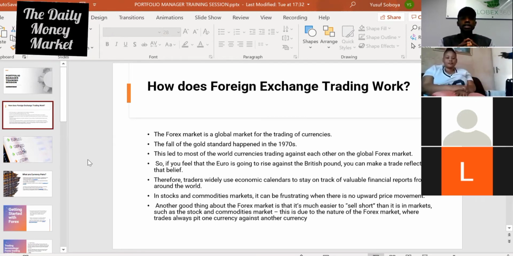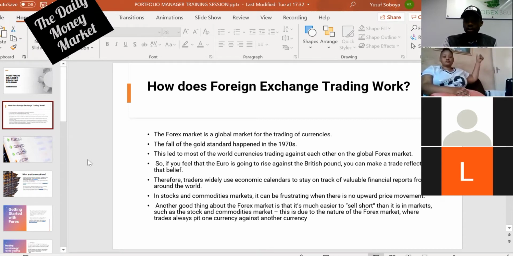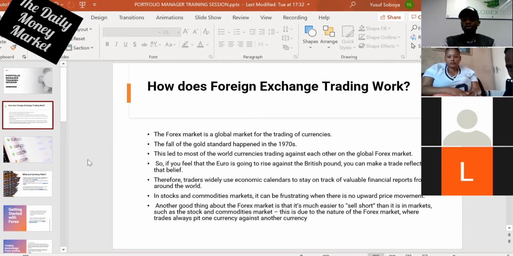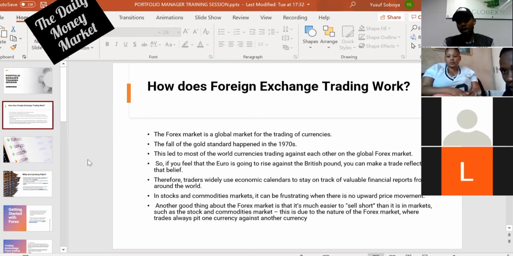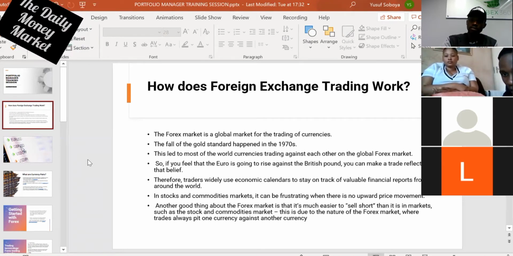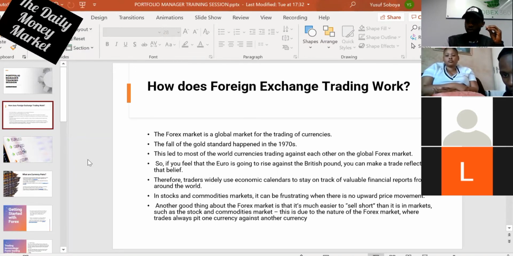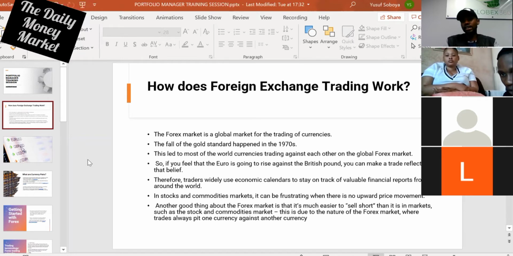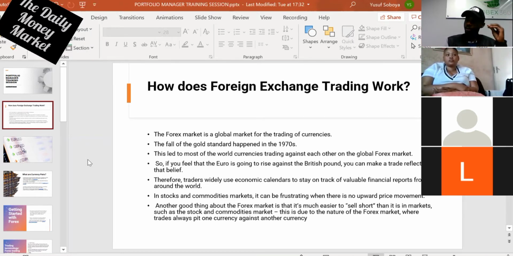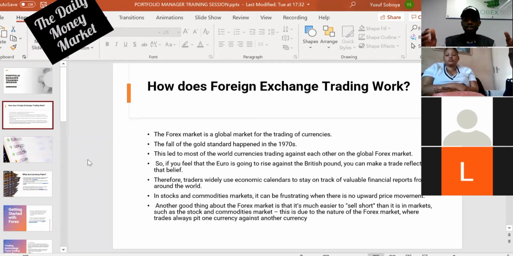So this leads to world currencies trading against each other on the global forex markets. If you feel the euro is going to rise against the British pound, you can make a trade reflecting that belief. If you feel the European currency is going to rise against the Great British Pound, then you can make a bet against the Great British Pound.